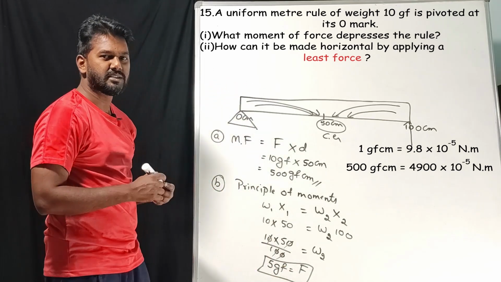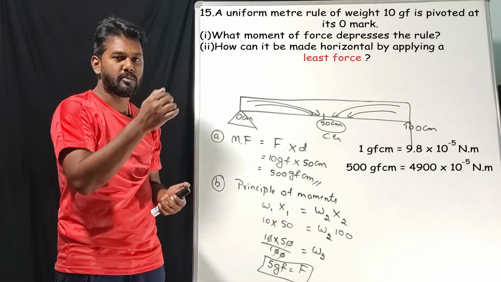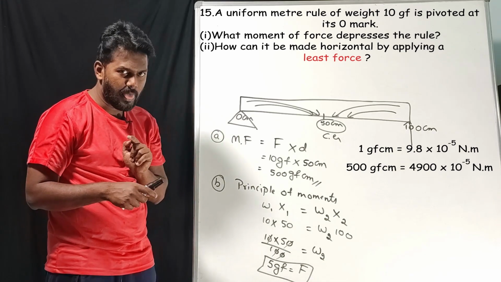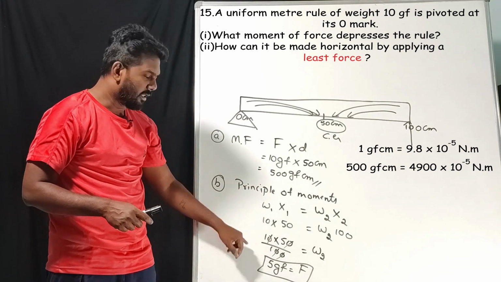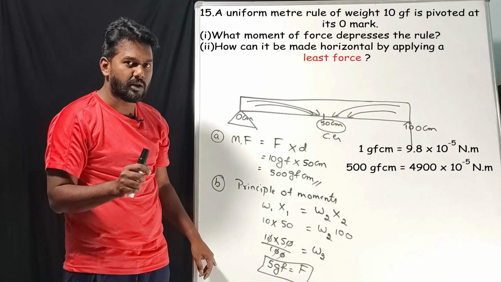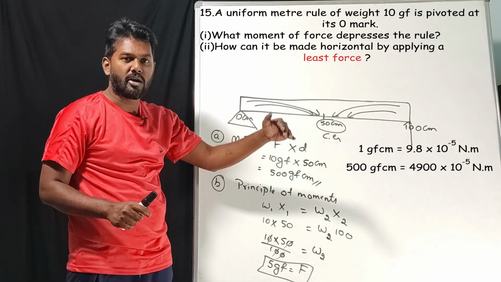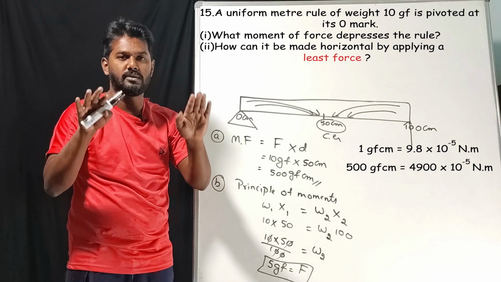See, once you get the answer, try to write the conclusion part. Therefore, the three-dot symbol, the minimum force, the least force required to make the scale horizontal is 5 gf. That's it.